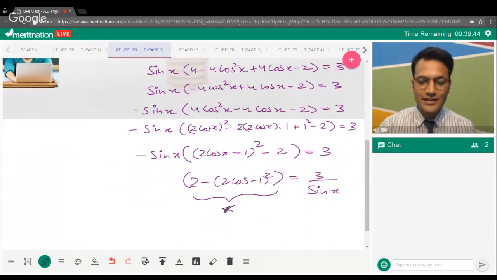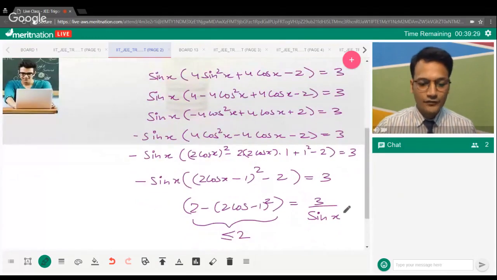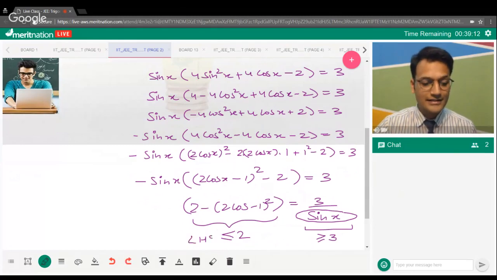will surely be less than or equal to 2, because we know this is a square term out here. 2 minus something positive will surely be less than or equal to 2. And on the right-hand side, the values of x were from 0 to pi. Therefore, we can say that sine x will be between 0 and 1. So 3 upon a value which is between 0 and 1 will surely be greater than or equal to 3. So the left-hand side is less than or equal to 2, and the right-hand side is greater than or equal to 3.